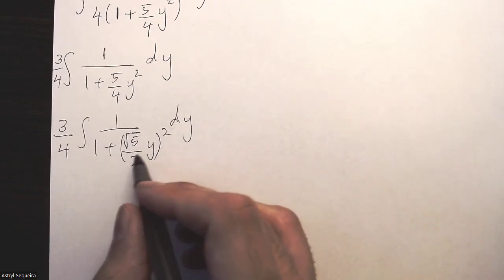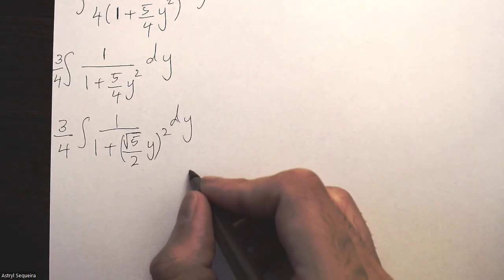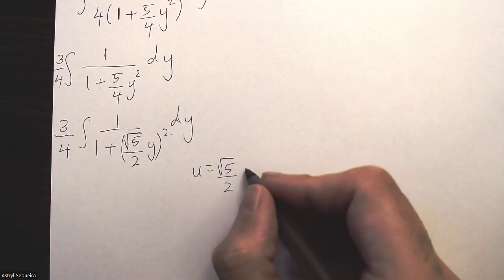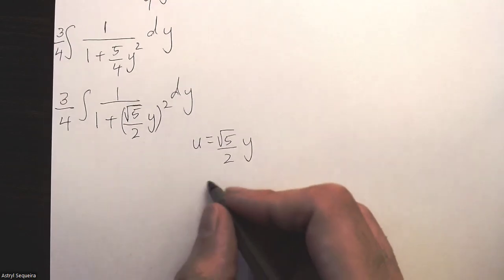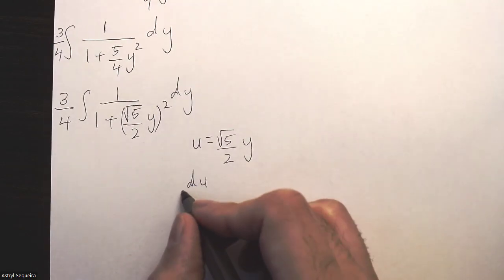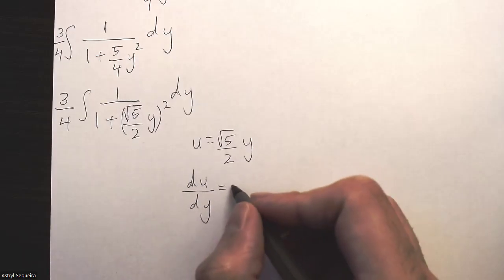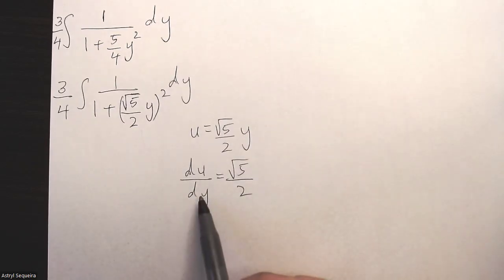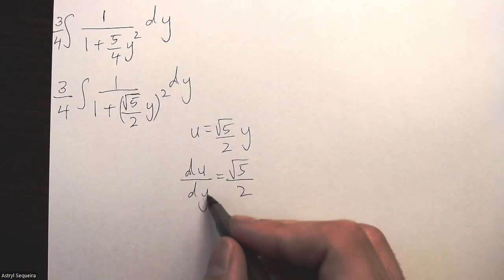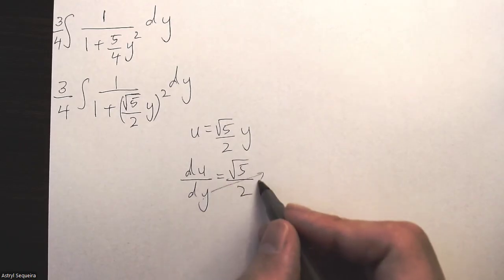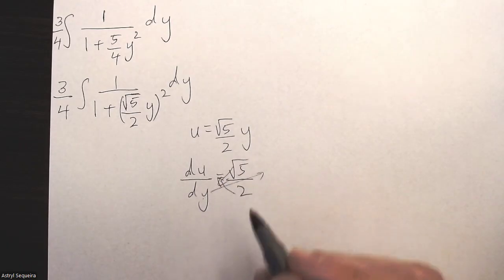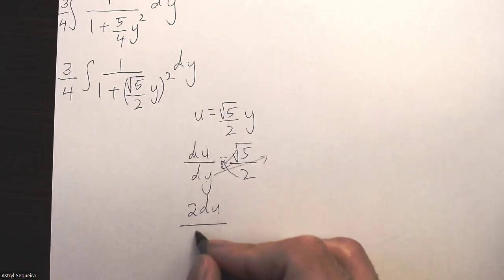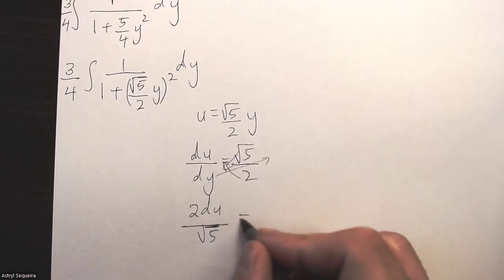So I'm going to make my u whatever's inside this bracket over here. So u just equals root 5 over 2 y. Going to derive this in terms of u. So du over dy equals, that's just going to be root 5 over 2. And then I have to isolate dy so that I can substitute it here. So I'm going to cross multiply the dy over to the other side. I'm going to cross multiply both of these to the other sides as well. So 2 du over root 5 equals dy.